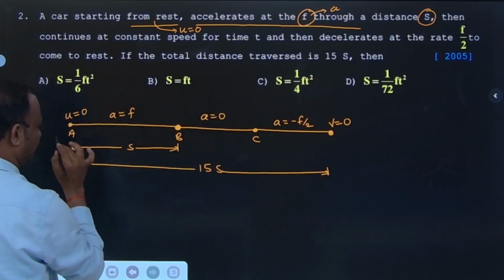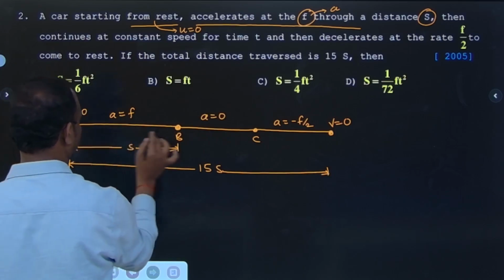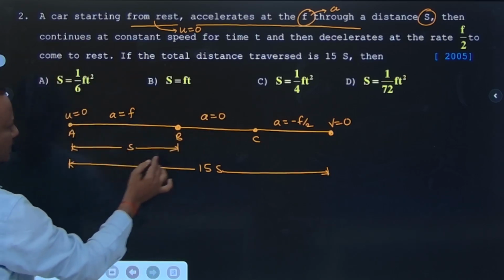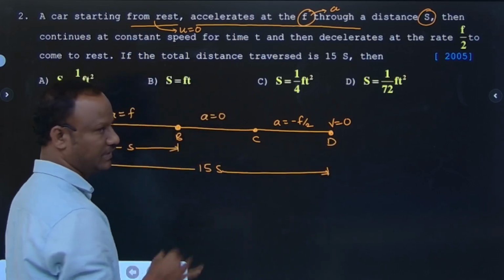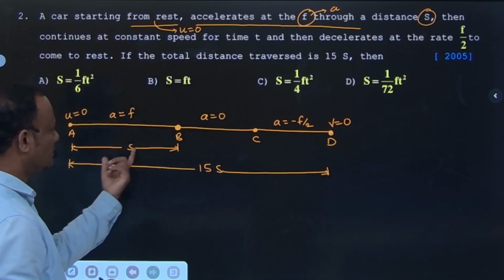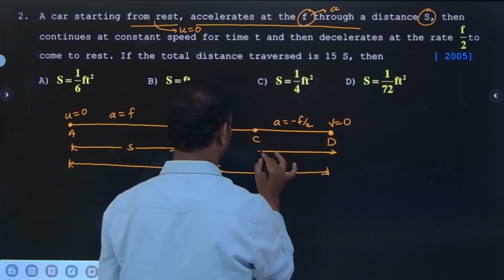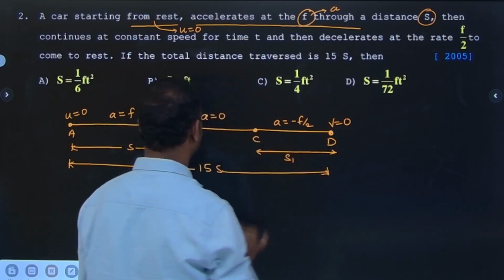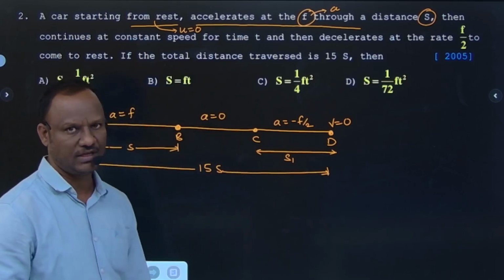Here is the question. From the first part A, B, C, next is D. My difficulty starts from here. This is s. I need to find this distance also. Let it be s1. I already know this s. Total is 15s.